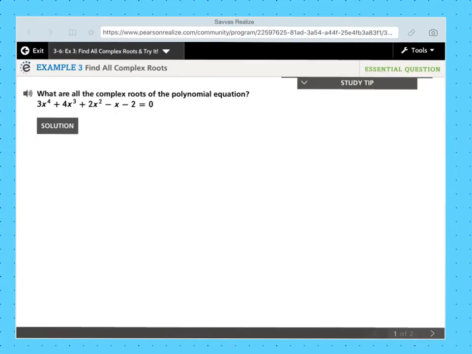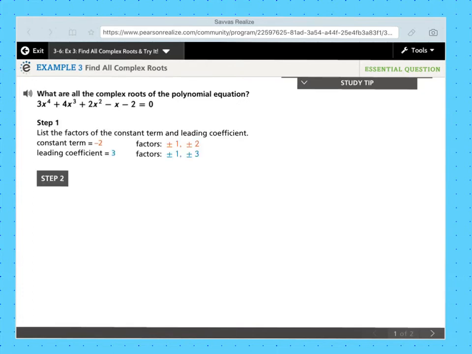Here is a relatively easier but laborious problem. It's asking us to find all the complex roots of the polynomial function. So to do that, we first have to find the rational roots by using the rational roots theorem, right? So here I listed the constant terms and the factors of the constant term and the factors of the leading coefficient. And this is a relatively easier one. I like this much better. You just list out the possible rational roots using both positive and negative signs. And then you test it out.